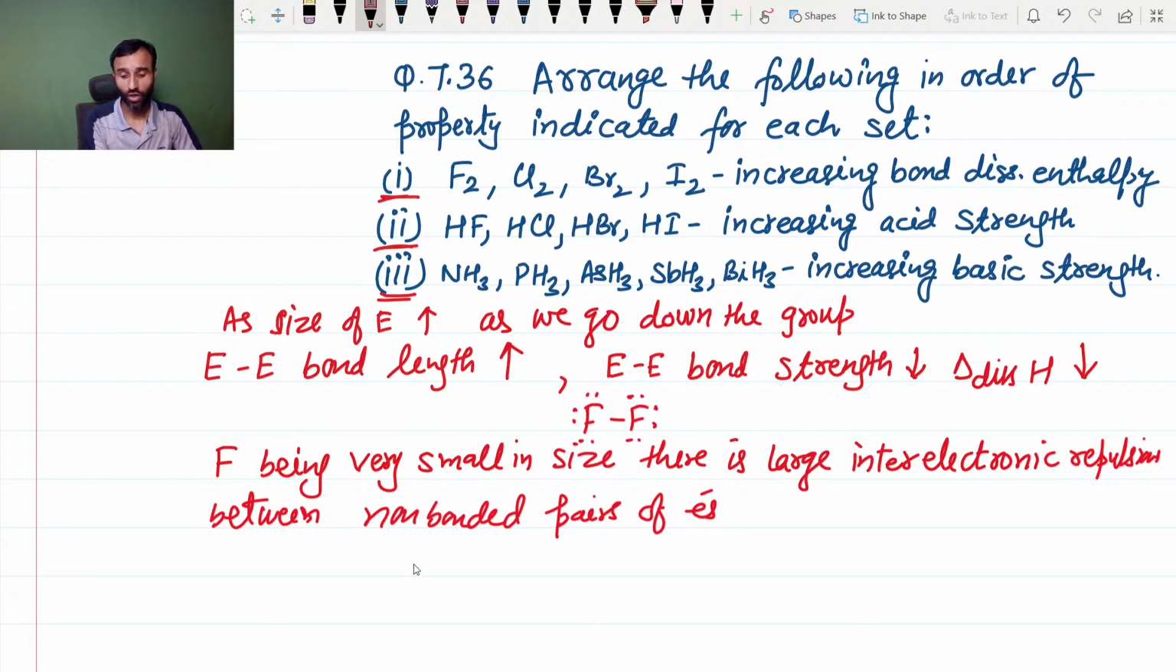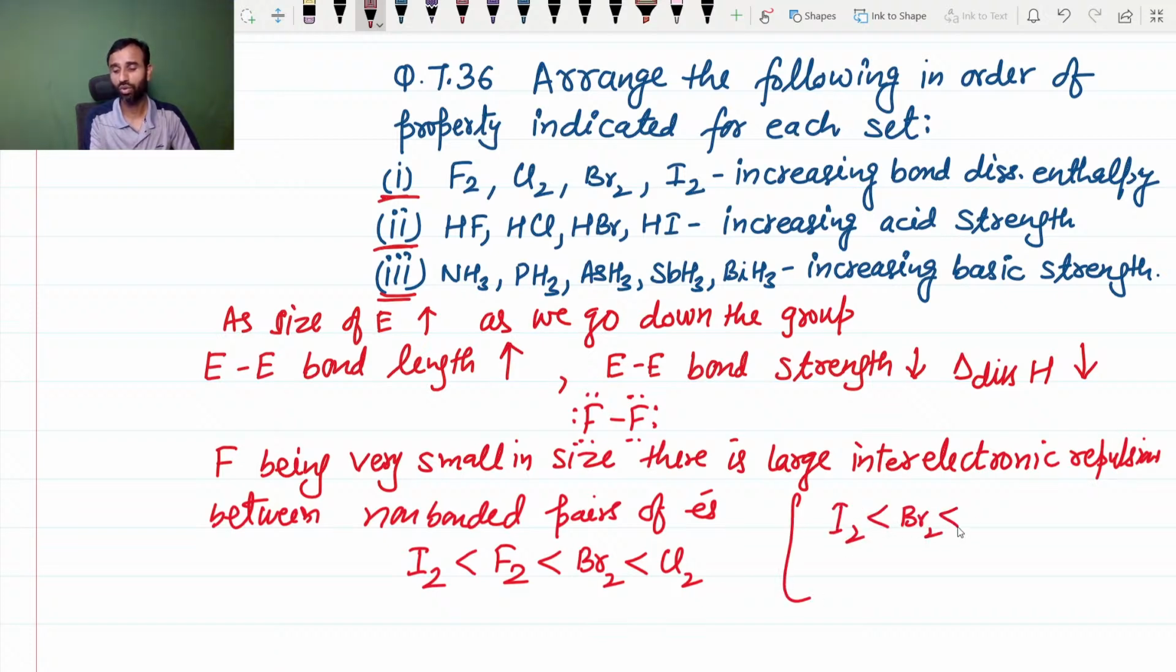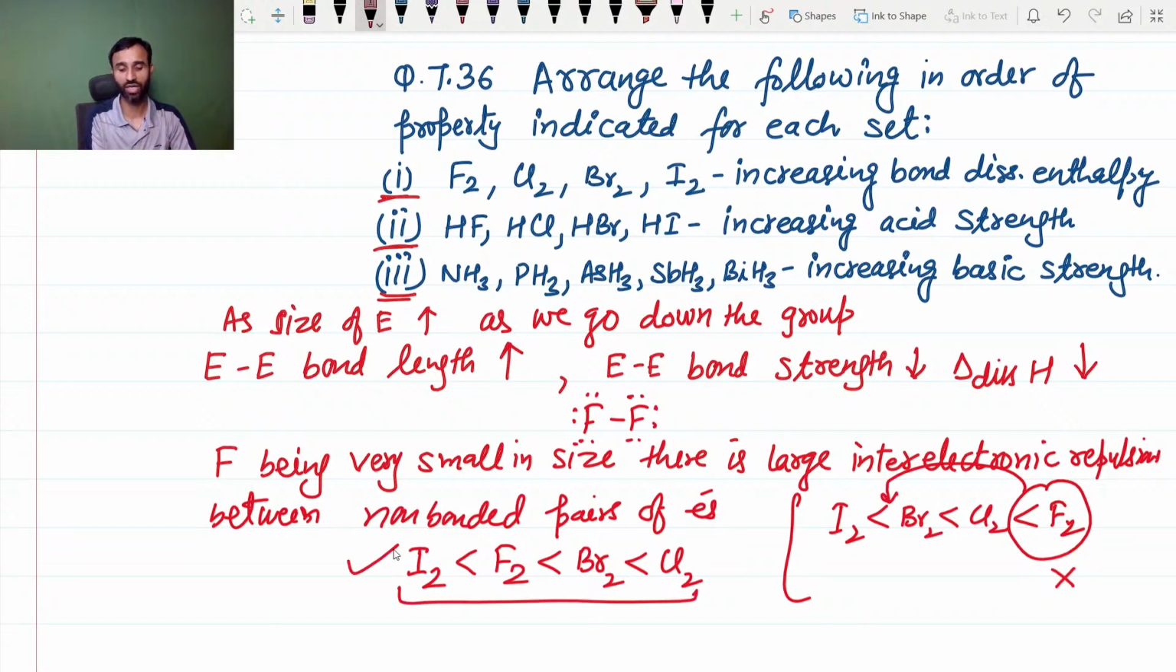That means the order is I2 is least and then comes F2. Why does F2 come in between? Otherwise the order should be I2 less than Br2 less than Cl2. It's okay, but fluorine should be here. It is not at this position because of its very small size. That's why it is here. So this is the exact order. Very important question. Second is HF, HCl, HBr, HI.